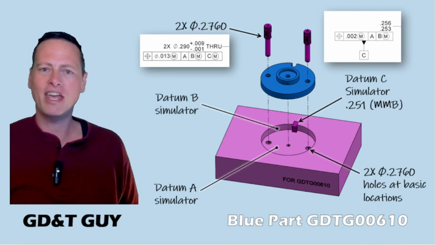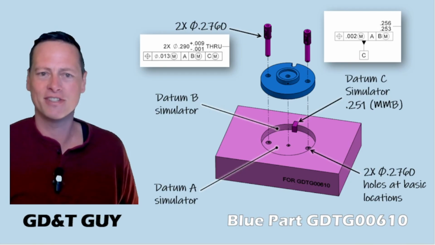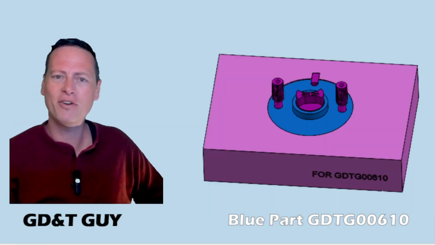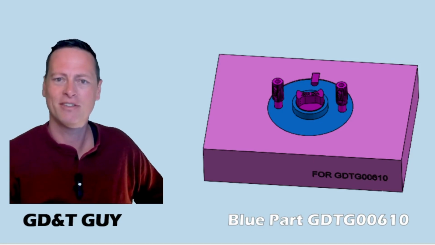This would imply a gauge like this, with some nice simple MMB datum simulators. And then there are some special gauge pins at the virtual condition size of the screw clearance holes. Now this would all have to go together simultaneously, right? With the two gauge pins in place at the same time.